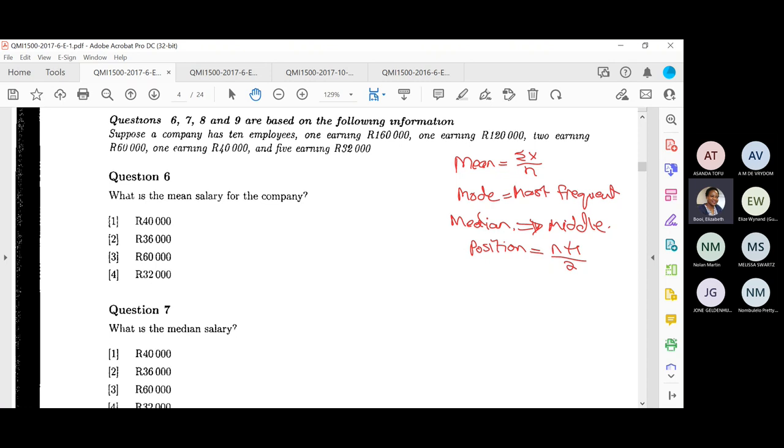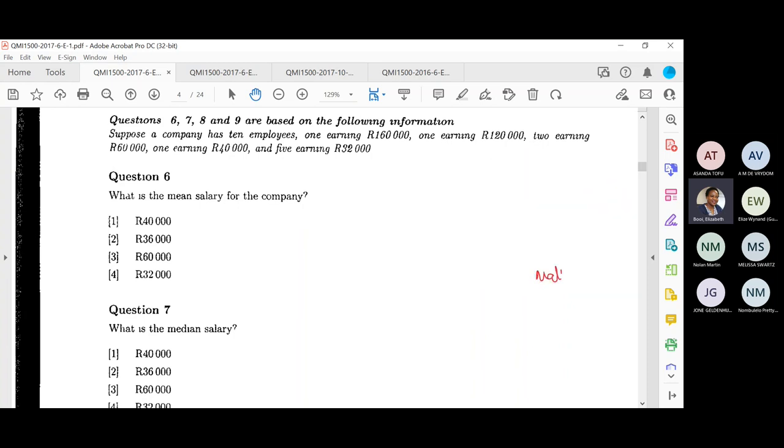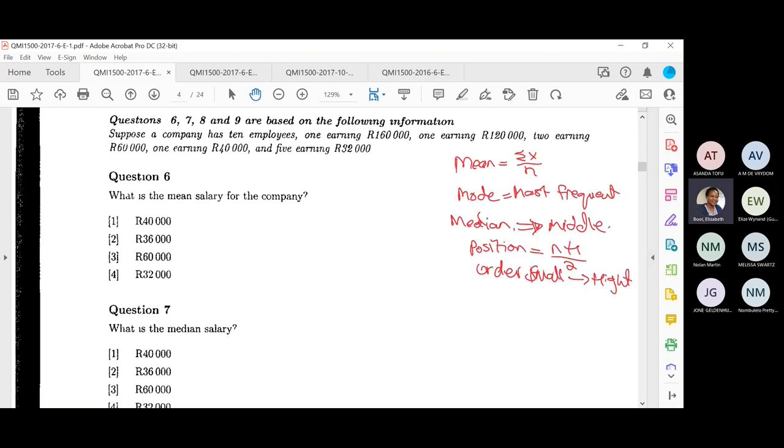But before you can do all this, you need to order your data. So your data needs to be sorted from smallest to highest, ordered in ascending order, meaning from the lowest number to the highest number, before you can find the position. And also, the other thing to take note of, if the position value that you get is a whole number, then the number that you find in that location will be your median. If it's a fraction, which is 0.5, if your answer is 0.5, therefore it means it is located between two values.